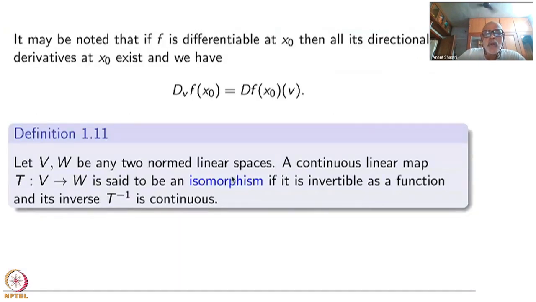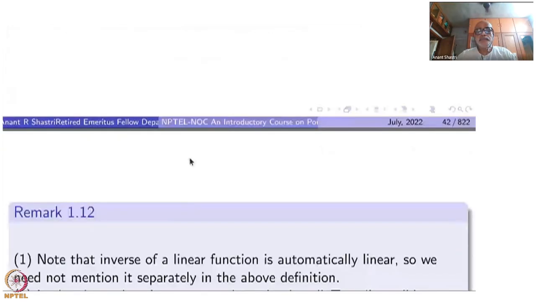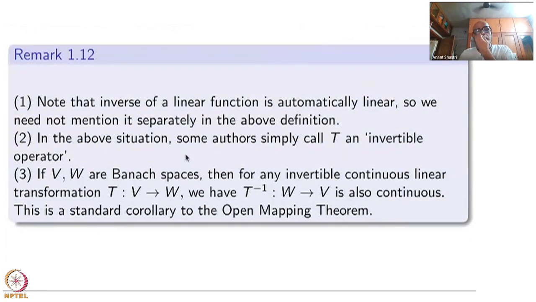So let V and W be any two normed linear spaces. A continuous linear map T from V to W is said to be an isomorphism if it is invertible as a function and the inverse is also continuous. Here I have taken this definition for all normed linear spaces. The remark here is that the inverse of a linear function is automatically linear. This is elementary algebra on any vector space. If you have a continuous bijection which is linear, then the inverse is automatically linear. That is not a problem. But the inverse may not be continuous.